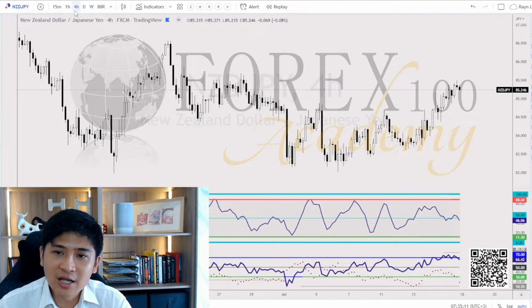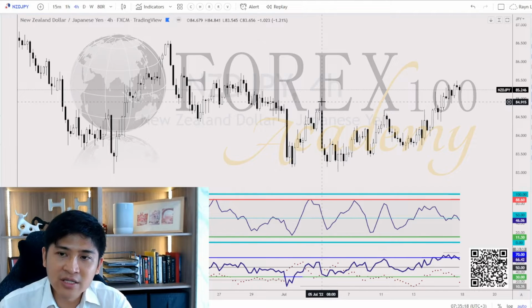Down to the 4-hour chart, this is what we have. On the 4-hour chart, a break of structure over here. However, it is not a break of trend.